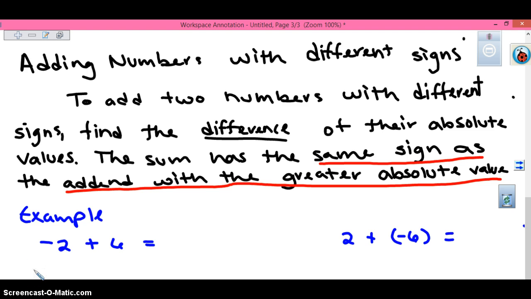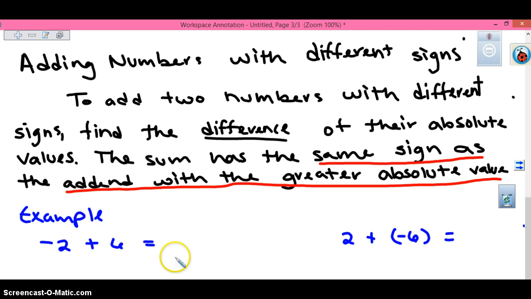To add numbers with different signs, you find the difference of their absolute value. The sum has the same sign as the addend with the greater absolute value. Here we go. If we're adding a positive and a negative, or a negative and a positive, what does difference mean? Subtract. That means we have to subtract the bigger absolute value.